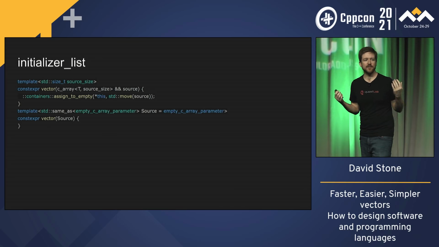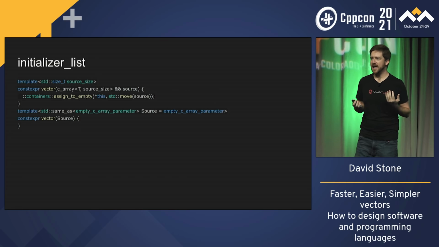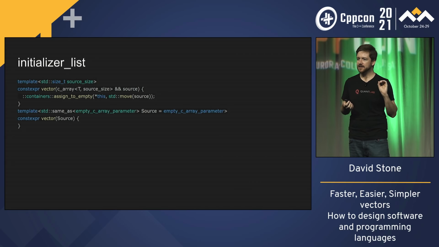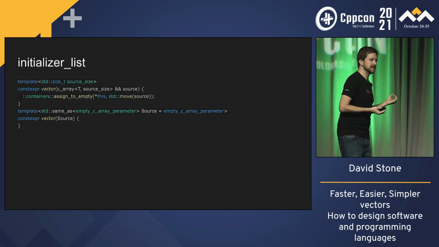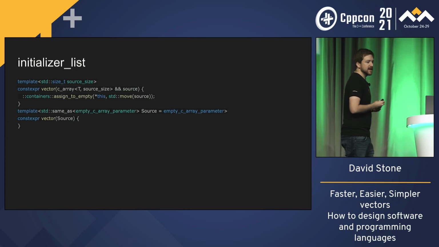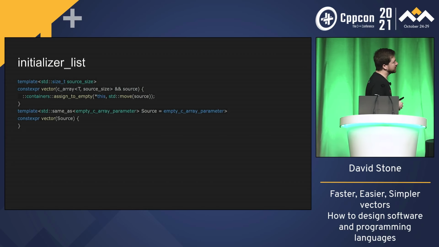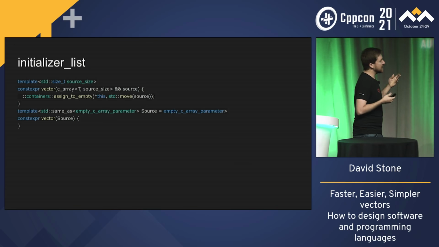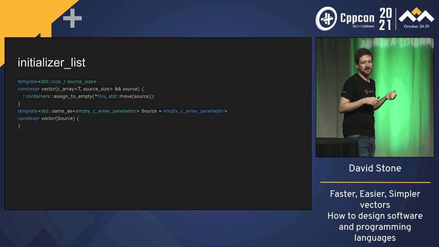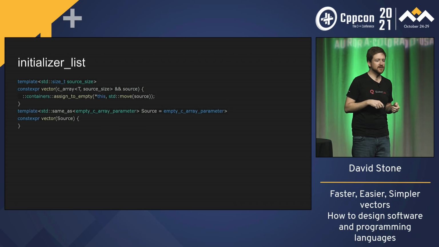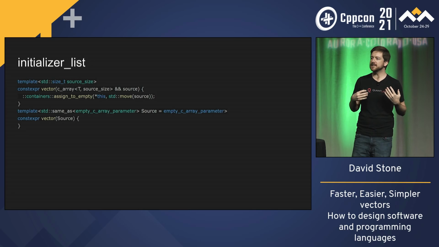But now C arrays have a problem as well. You cannot have a C array of 0 elements. So if you used empty curly braces, that would fail. So that's what this second constructor is for. There's just an empty type named empty C array parameter, whatever. The name doesn't really matter. The point is just an empty type that's default constructible, so it can be constructed from empty braces.